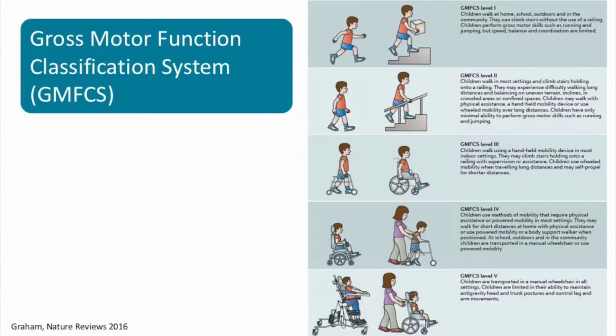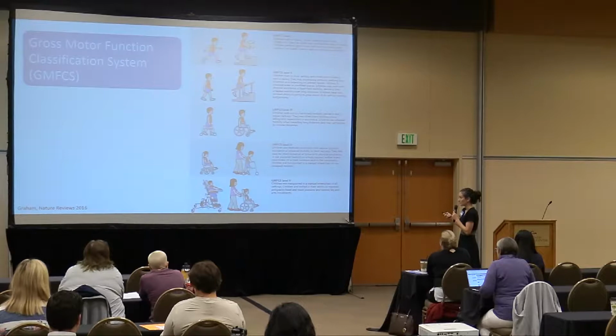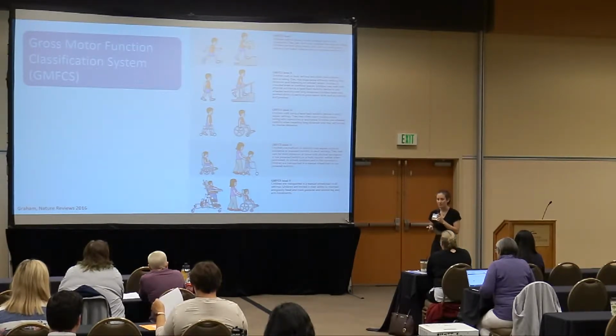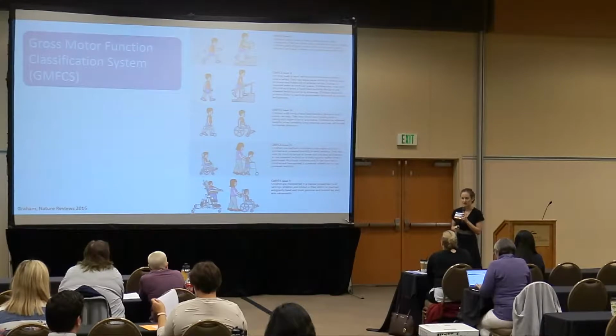So children who are in this level, GMFCS level 3, as kids get older, most of them choose to be in a wheelchair because their environment grows, they're wanting to do more things, they're wanting to keep up with their friends, and so they choose to primarily be manual wheelchair users. And sometimes this is hard for families to grasp.